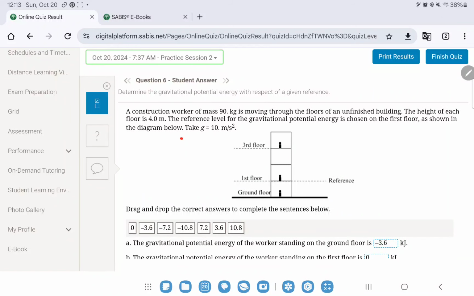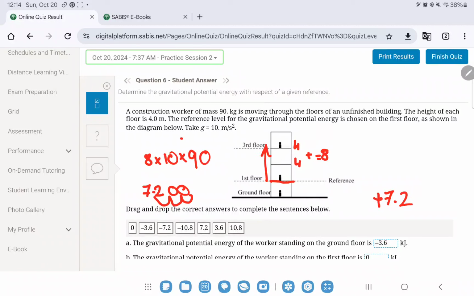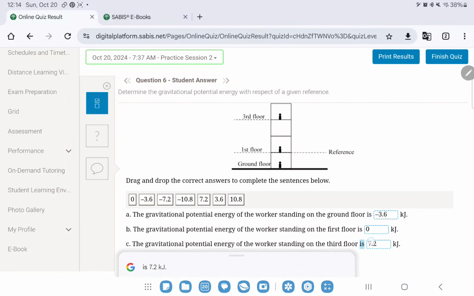Wait. Guys, wait, I wrote the distance wrong. This isn't at 12 meters. Because if this is your 0, this is 4, and this is another 4, so it's just going to be 8 meters. I don't know where I got 12 from. So 8 times 10 times 90 is 7200. They want it in kilojoules, so 7.2. And since it is above the reference level, it is positive. See? Positive 7.2. And that is it for this question. Let's move on to the next.